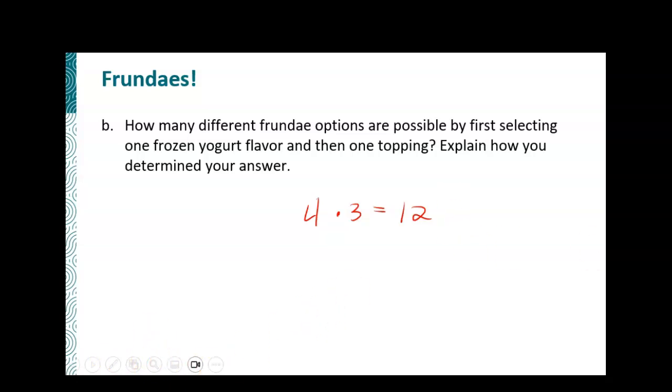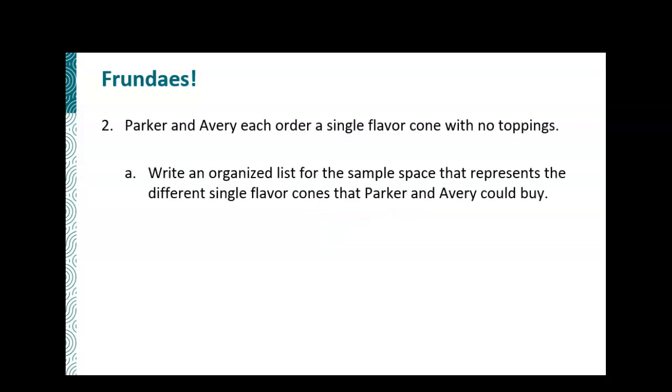So this was the fundamental counting principle. We learned this last week. So this is just how many outcomes there are. We're not doing probability yet. Can I move forward? Okay.